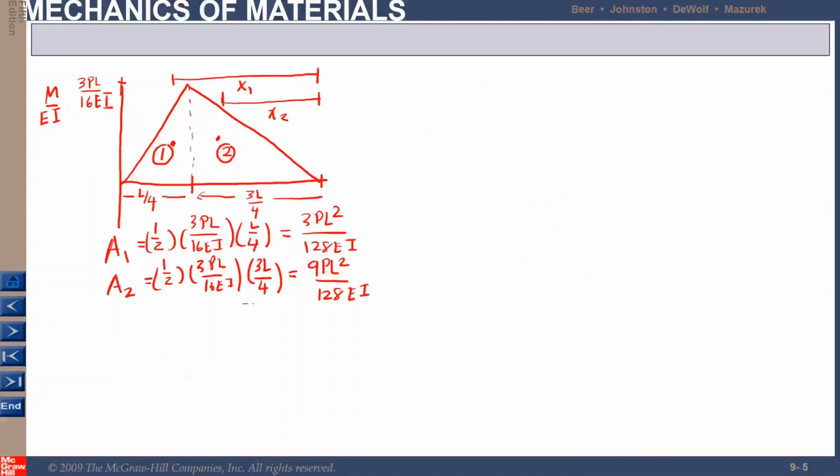Alright, so next we need to find the value of YD, the deflection at D. So let's use the formula to find the value of YD. As before, YD is equal to DE minus EF.